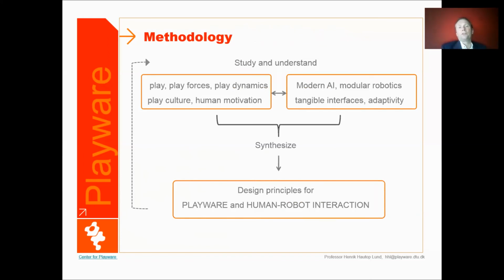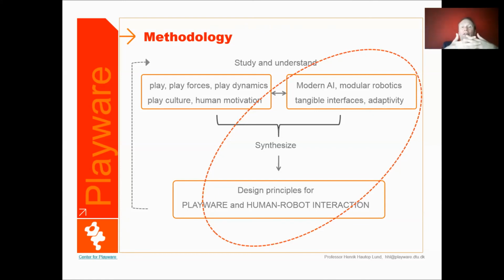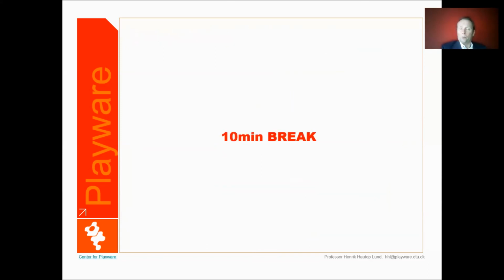And our methodology for doing that is to study and understand two things. We go from two directions and combine those two directions. On one side, we have things from the arts and humanities, social sciences, on understanding play and play forces and human motivation, and combine that with the more technical themes of modern AI, modular robotics, tangible interfaces, adaptivity, and so forth. And we bring those two things together to synthesize design principles to better create Playware, and also to better create, in general, human-robot interaction. And of course, here in this course, we focus on one part of this, the more technical part, but we'll still take some inspiration from the other side as well, to understand better how to create these design principles.